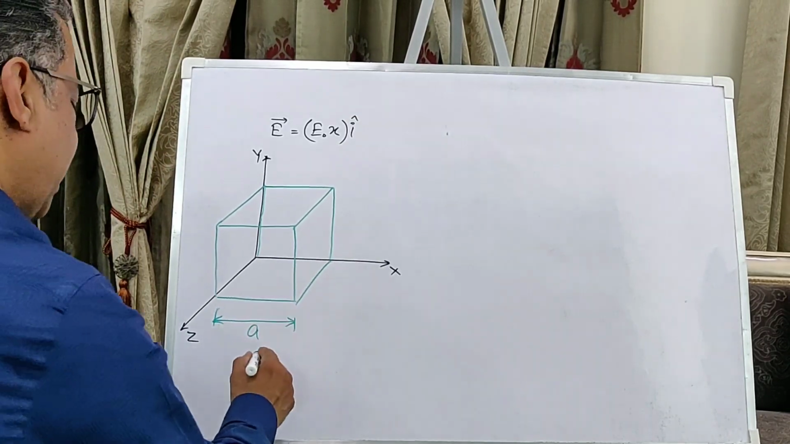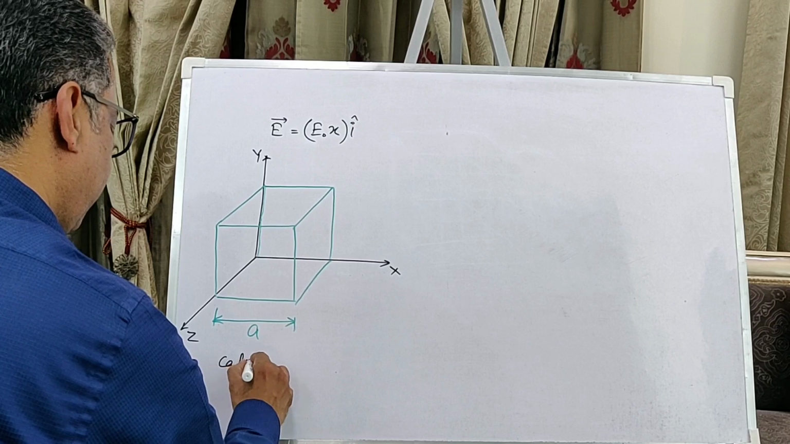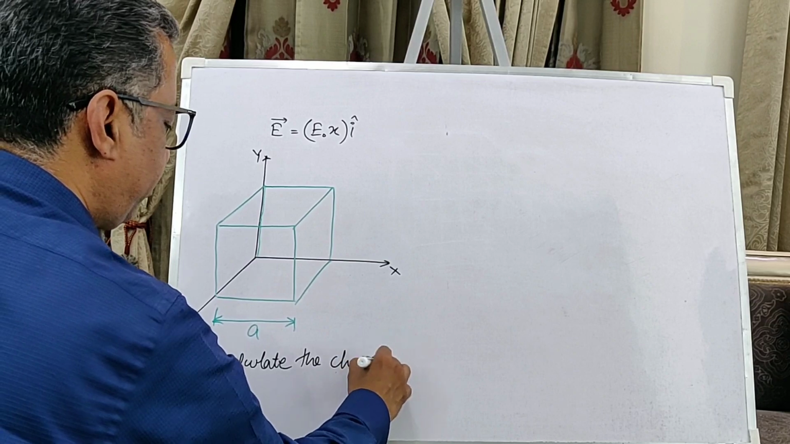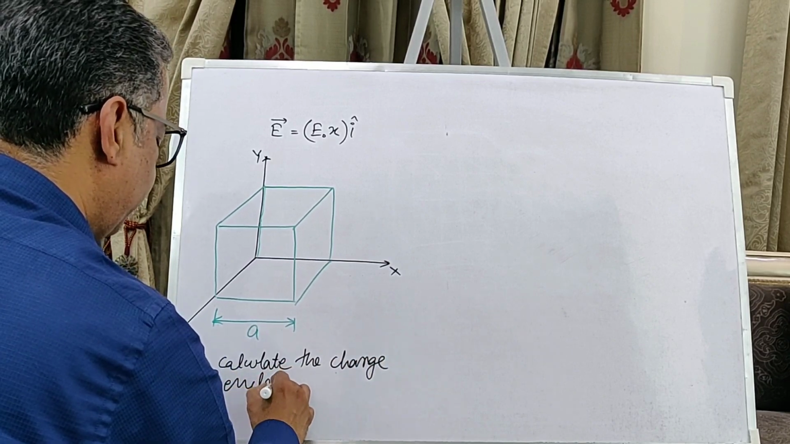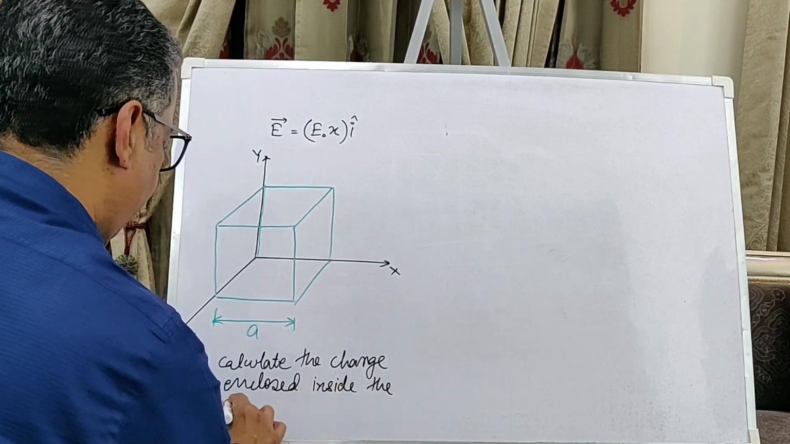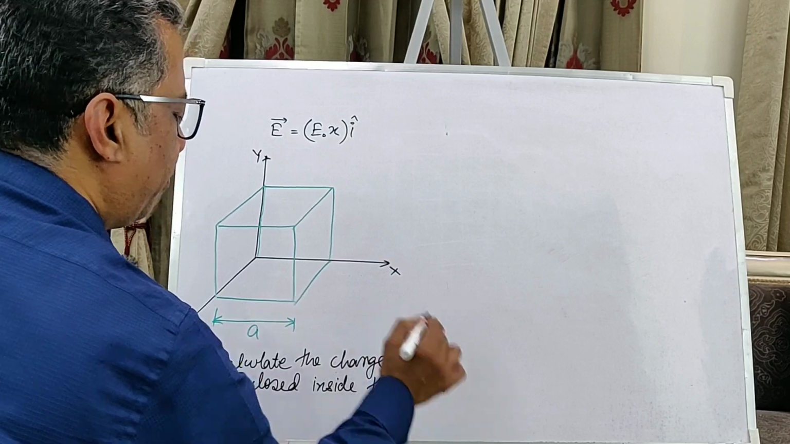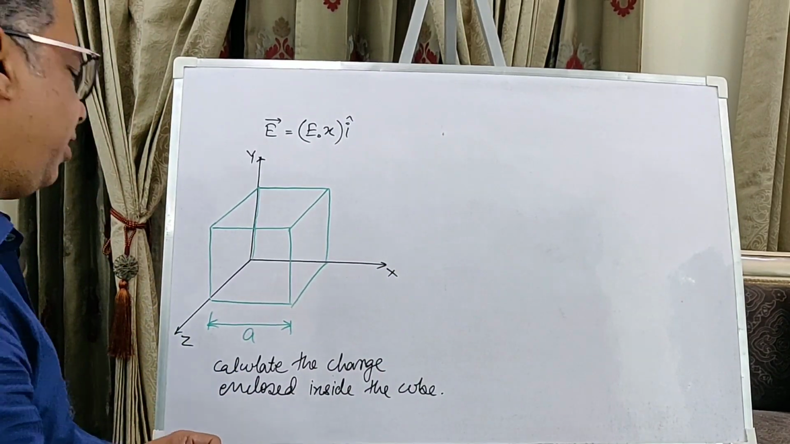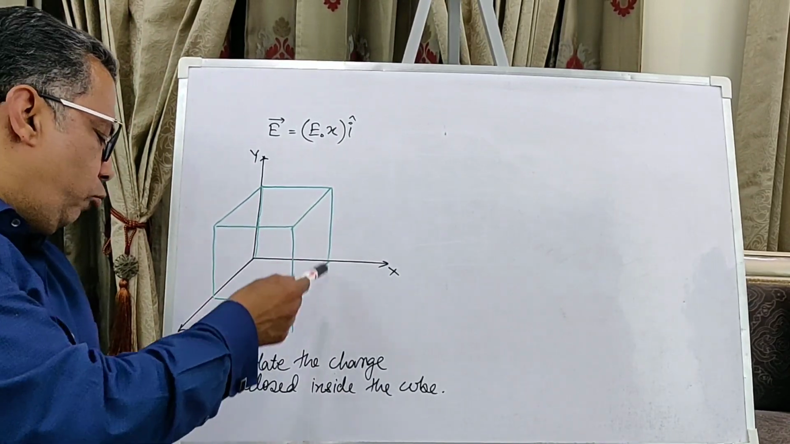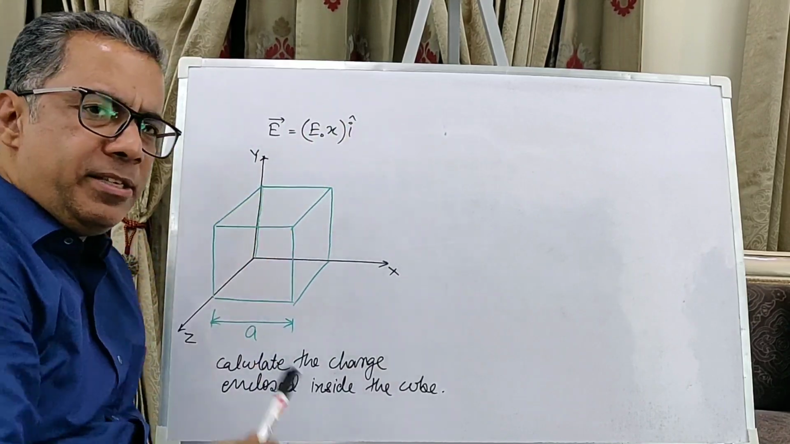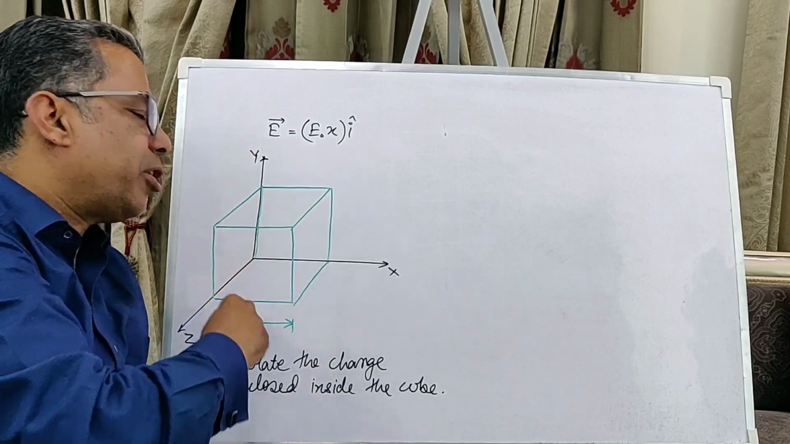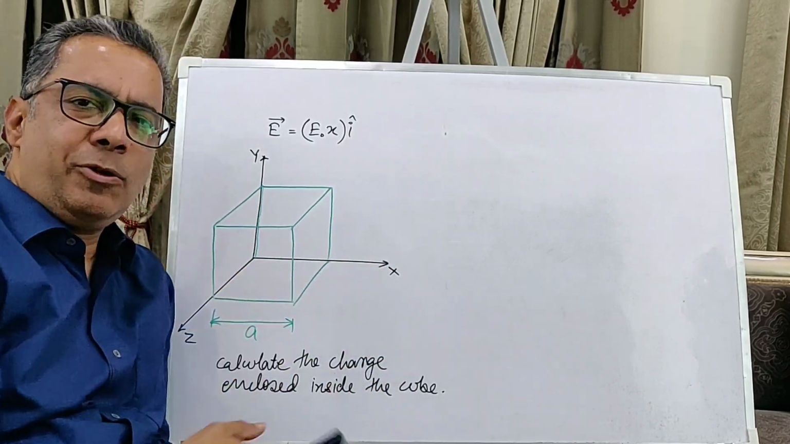We have been asked to calculate the charge enclosed inside the cube. Now it's a fairly simple problem from the look of it. We have this cube and we have an electric field in this region of space, and we've been asked to calculate the total charge that's enclosed inside this cube here.